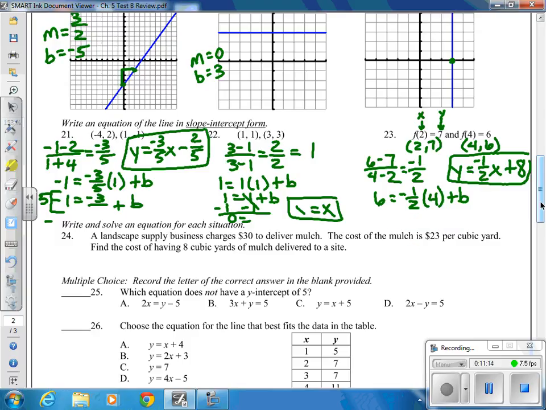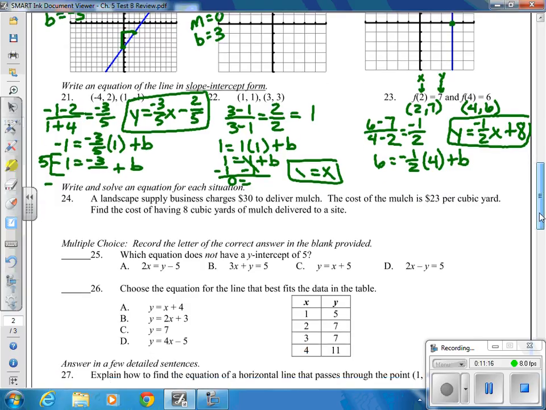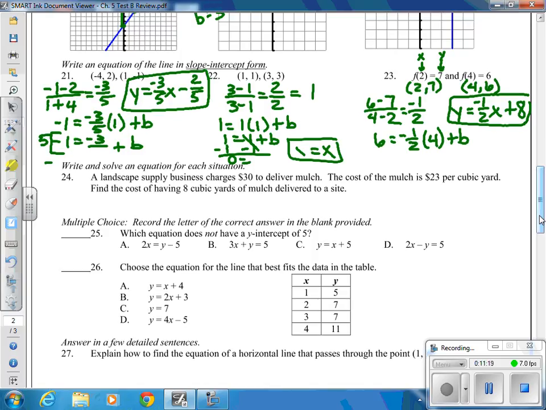All right, for number 24, it's asking you to write and solve an equation for this problem. A landscape supply business charges $30 just to deliver the mulch. The cost of the mulch is $23 per cubic yard. Find the cost of having 8 cubic yards of mulch delivered to a site.